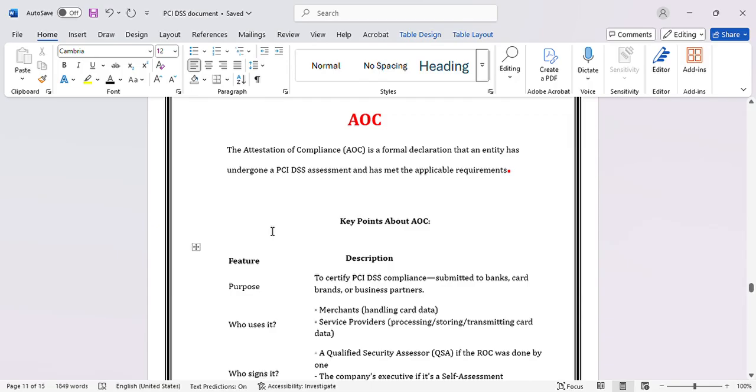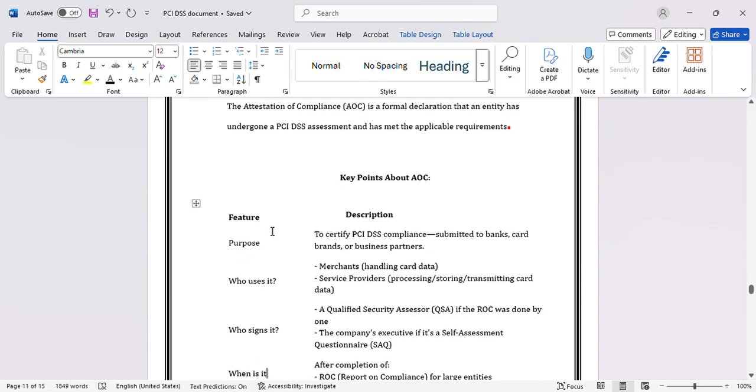AOC is a final certificate. Attestation of compliance is a formal declaration that an entity has undergone a PCI DSS assessment and met the applicable requirements. Key points about AOC: the purpose of AOC is to certify PCI DSS compliance, submitted to banks, card brands or business partners.